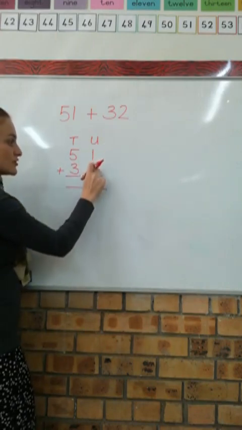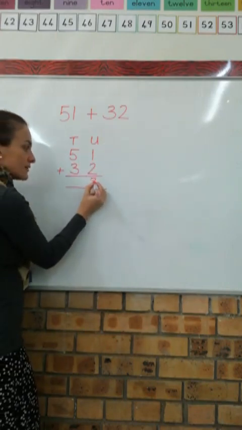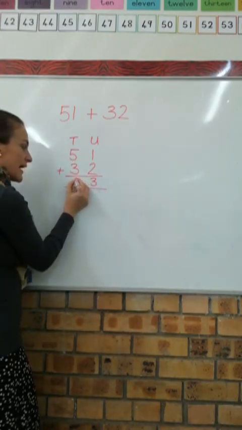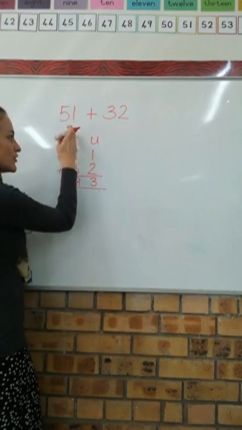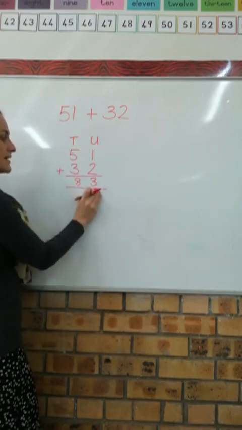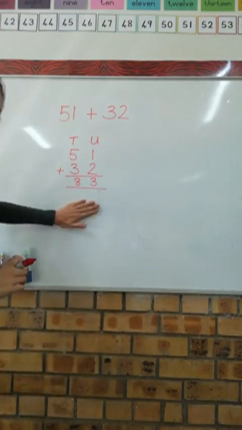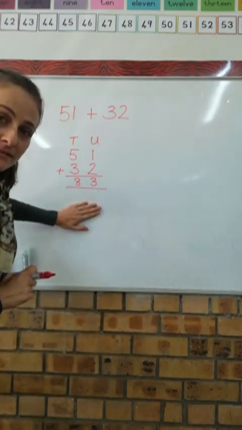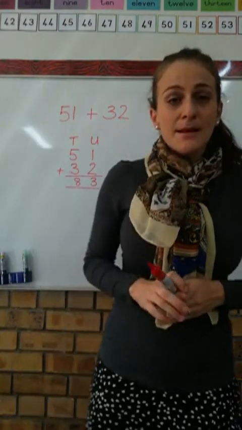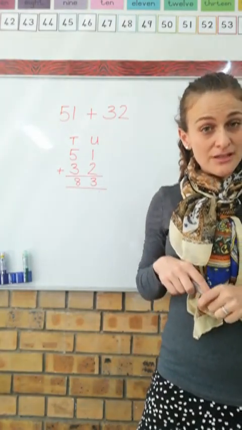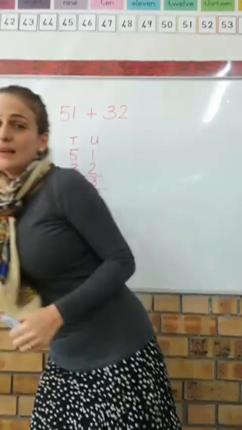1 plus 2 equals 3. 5 plus 3 equals 8. And so we know, tens and units, 83 is the answer. Okay, so these ones have been quite nice and easy. Now, something can happen with these sums that makes them a little bit more difficult, and that's what we're going to discuss right now. Let me show you.